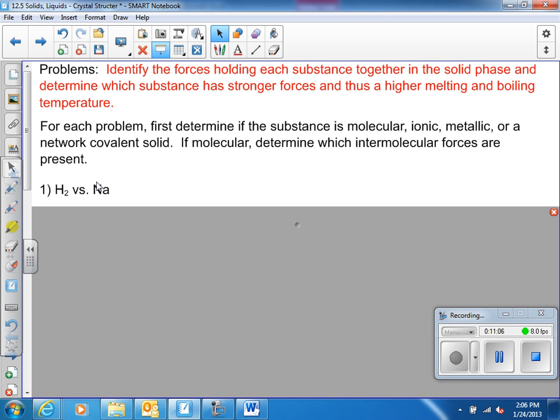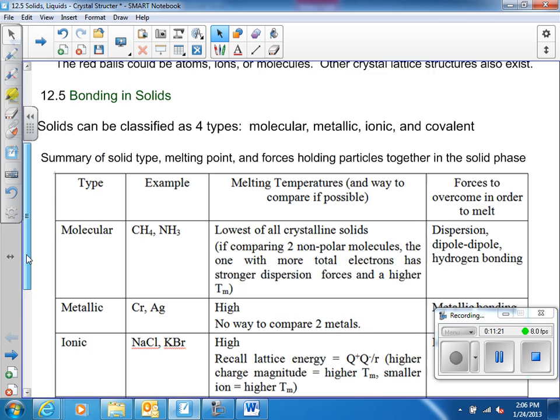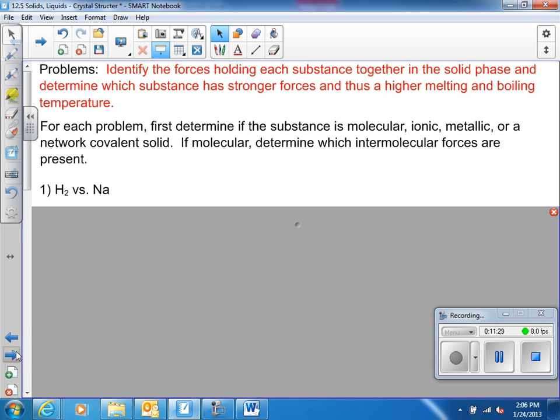So in order to do these problems, first you want to find out if the substance is molecular, ionic, metallic, or a network covalent solid. And then we go through the chart on the previous page. We go through this chart to see which substance has the strongest forces. So let's go back. Here we go.